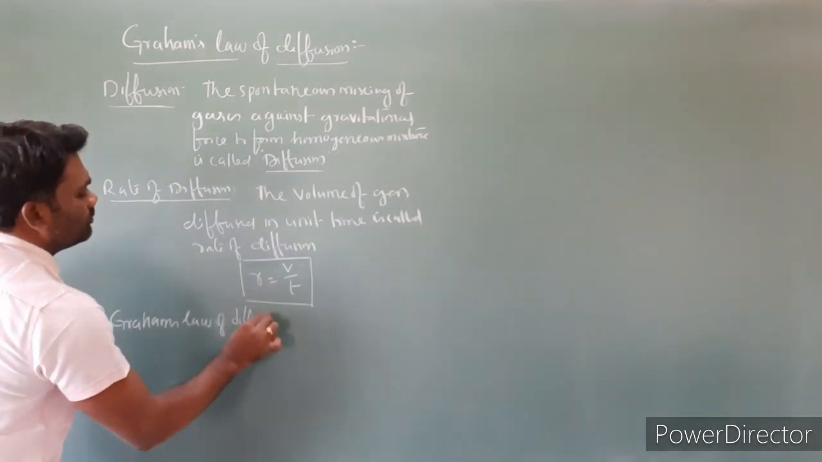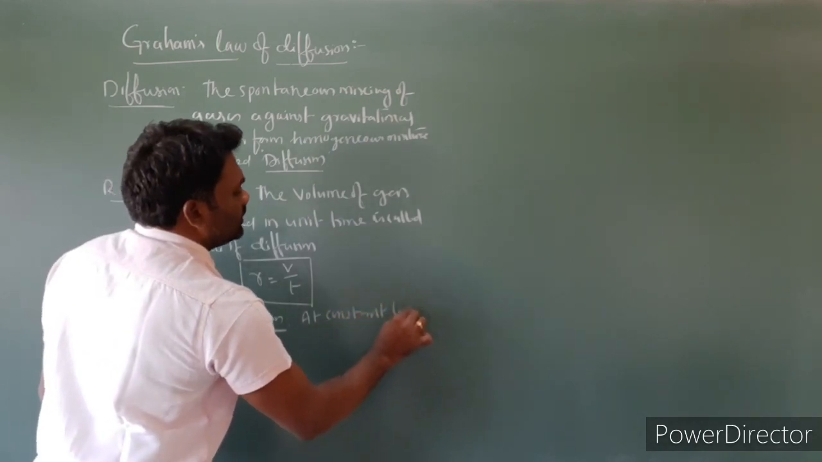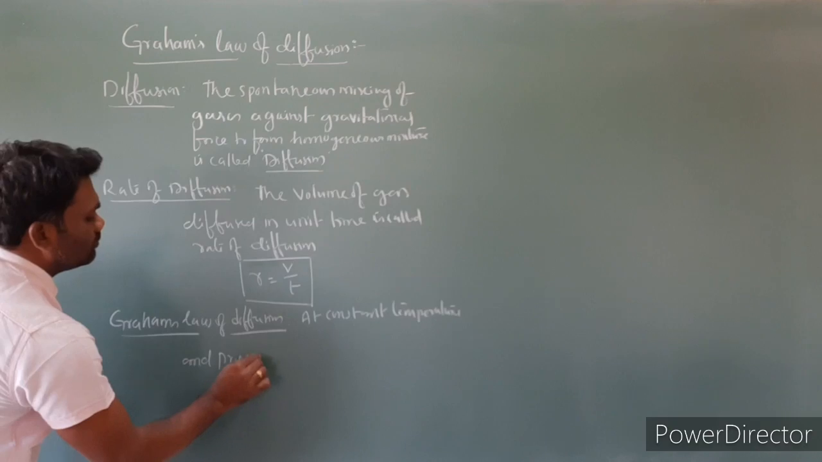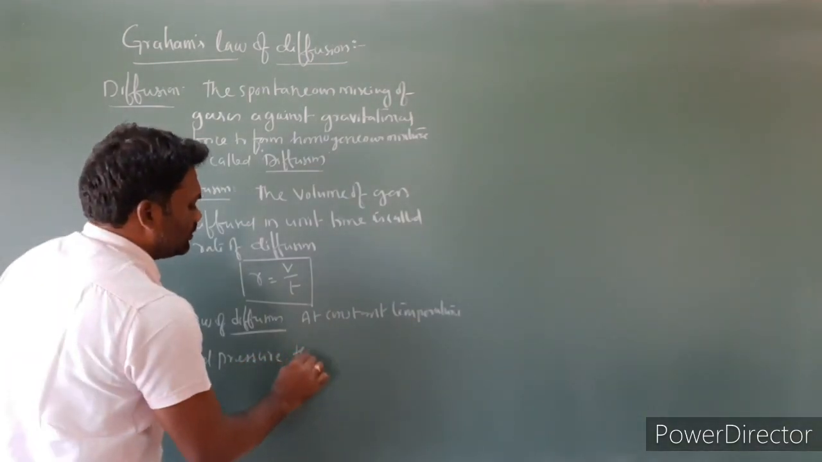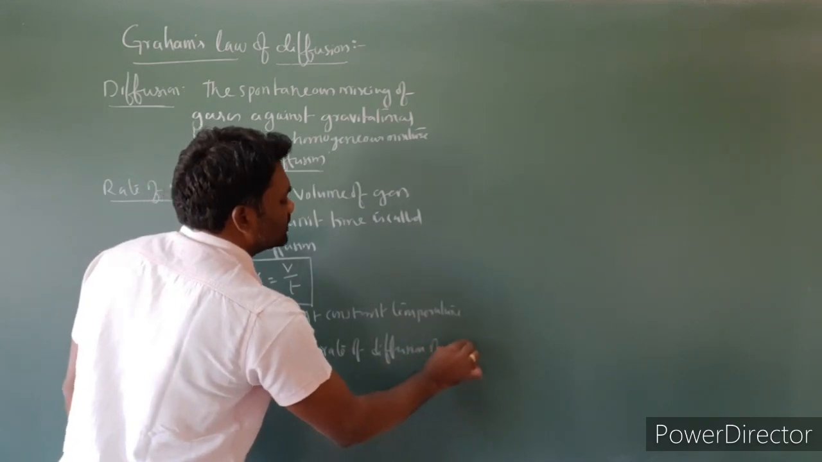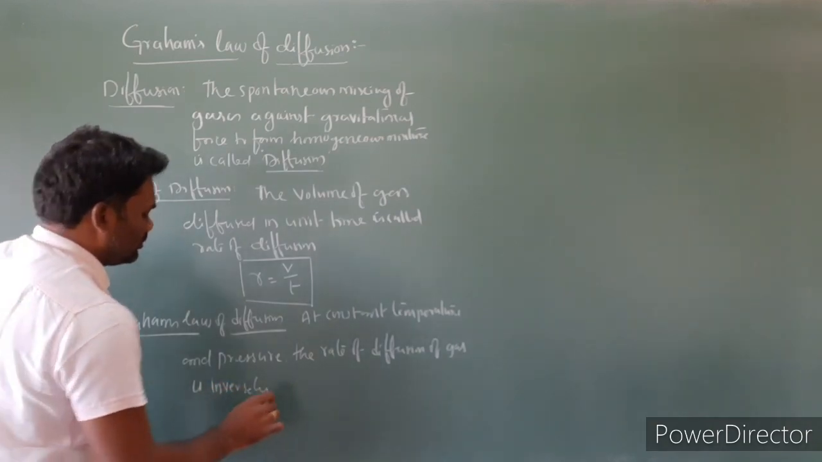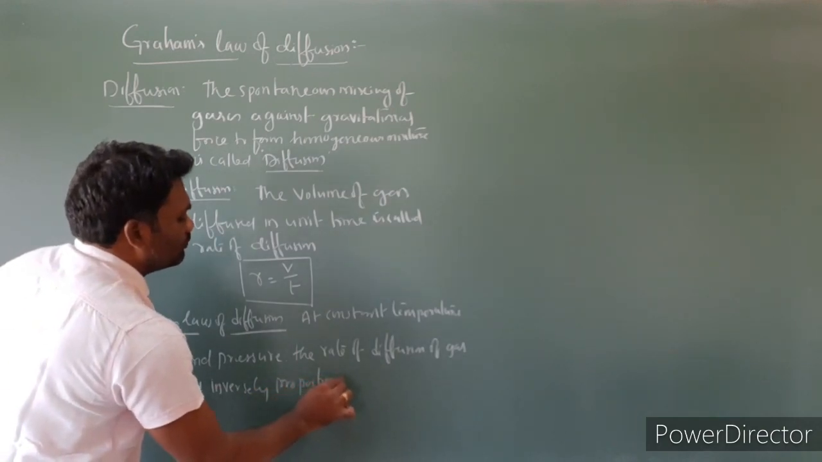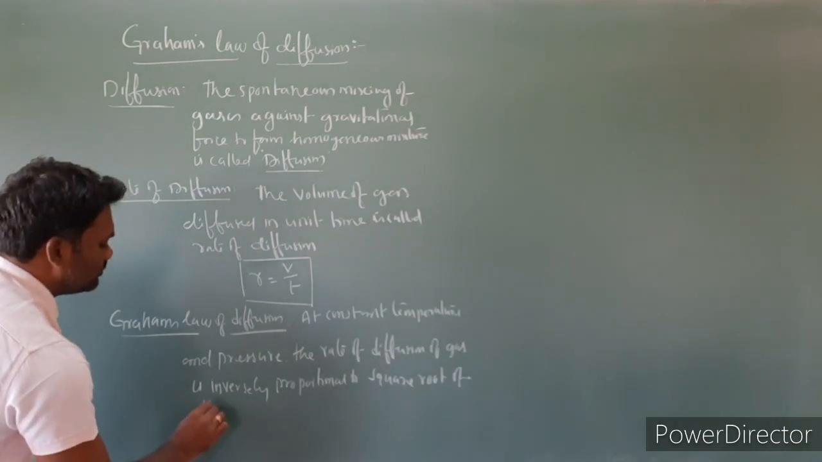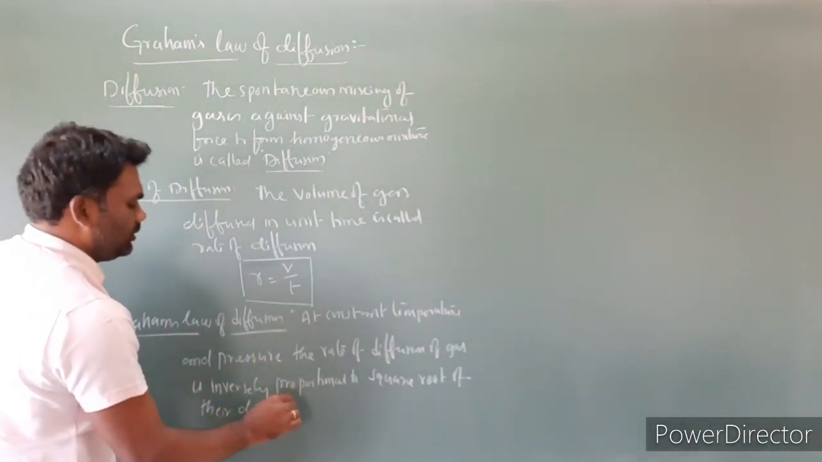Graham's law of diffusion. At constant temperature and pressure, the rate of diffusion of a gas is inversely proportional to the square root of their density. It is nothing but Graham's law of diffusion.